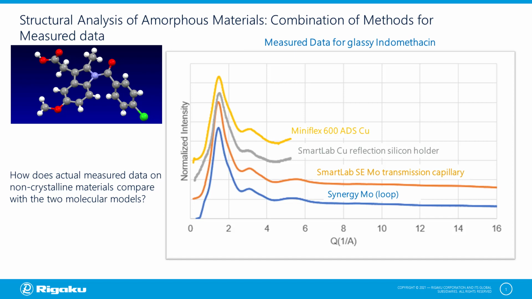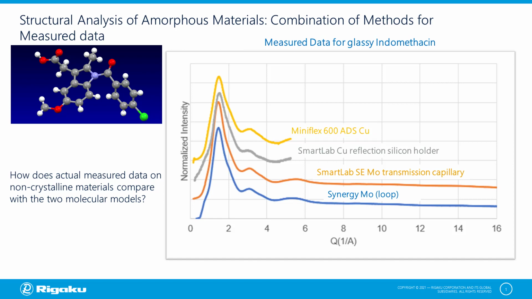So let's see how we would combine together these two orthogonal analysis methods to generate PDFs on a broad range of experimental data. And the data I'm showing here were collected on glassy indomethacin on a wide variety of different X-ray diffraction platforms. In the top, we have data collected on a Miniflex 600 system. This has an automatic divergence slit, only runs at 600 watts using copper in reflection mode. This is a theta 2 theta configuration.